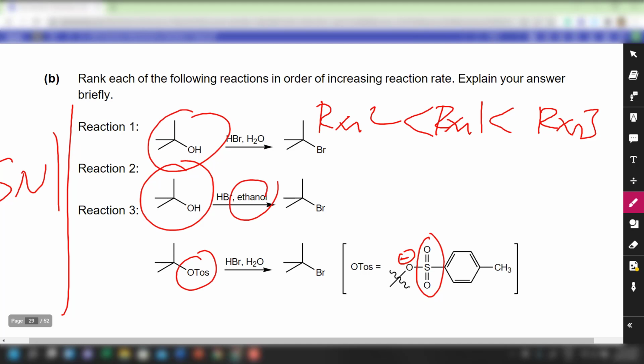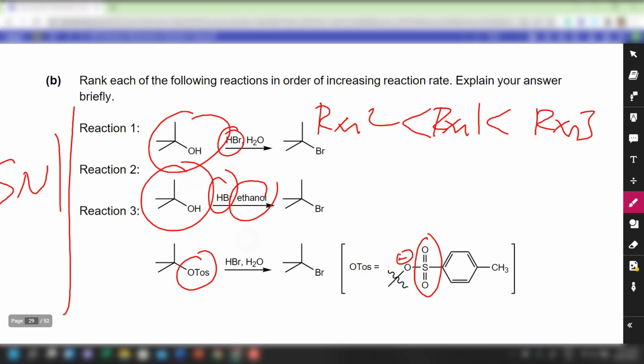Then some of you might ask, didn't we say that OH minus is a poor leaving group? Yes, but we have HBr here. The HBr being generated in situ will be able to protonate the OH and make the OH leave as H2O. Once the OH is protonated, you become OH2+. Then OH2+ will leave as H2O and form a carbocation, which will undergo nucleophilic attack by bromide to give us the products.